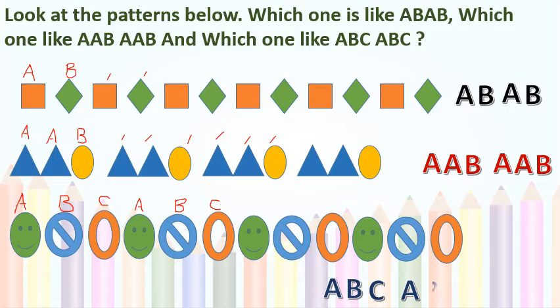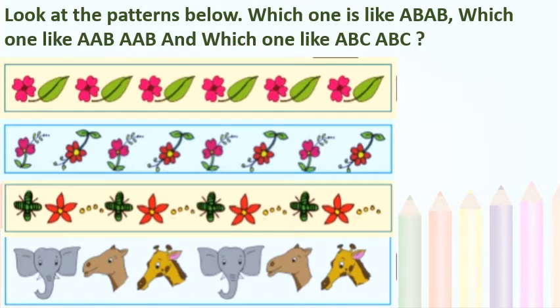I think you understand about the pattern. Some more examples we will go through. Now look at the patterns below. Which one is like AB, AB? Which one is like AAB, AAB? And which one is like ABC, ABC? See the first one. You have to keep in mind the patterns AB, AAB and ABC. Okay.